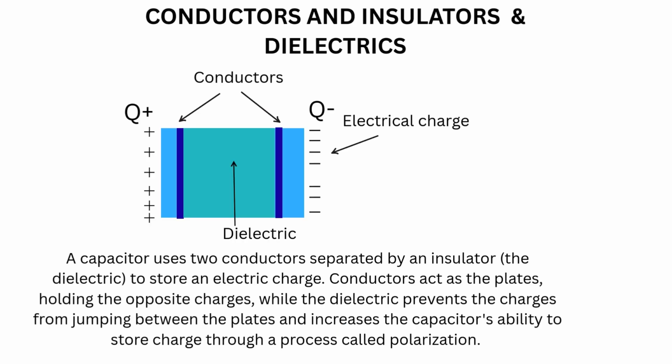You have learned about conductors like metals and saltwater that allow the flow of charges, and about insulators like rubber, wood, and glass, which do not allow the flow of electric charges through them. A capacitor uses two conductors separated by an insulator to store an electric charge. Here the insulator is the dielectric. A dielectric is an insulating material that gets polarized in an external electric field. Conductors act as the plates, holding the opposite charges, while the dielectric prevents the charges from jumping between the plates and increases the capacitor's ability to store charge through a process called polarization.